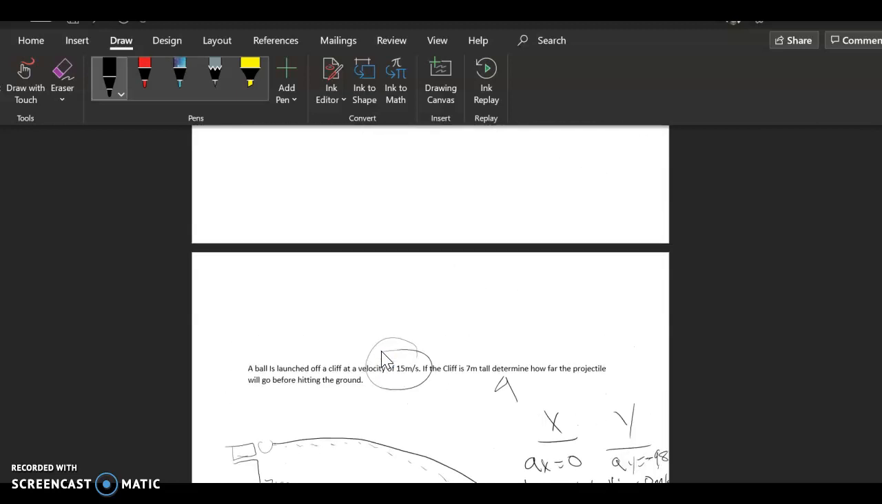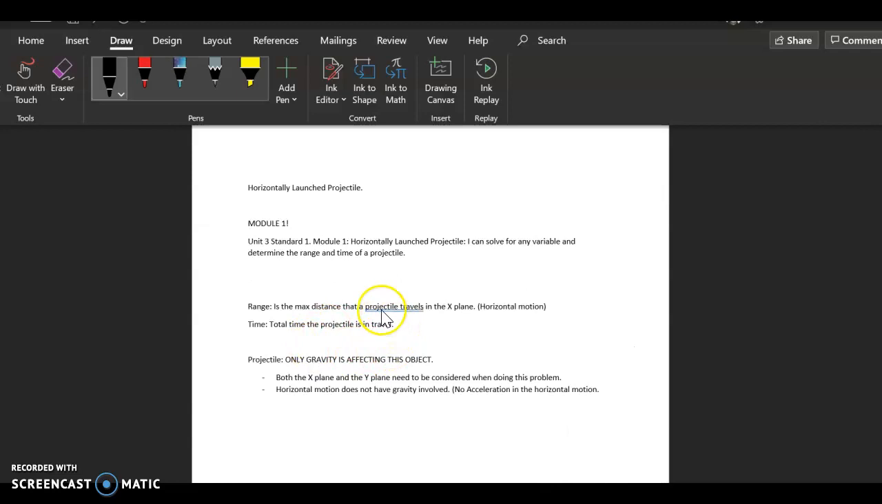and solve for distance. So going back again, remember anytime we talk about range, we're talking about how far it went, and remember we need to consider the x-plane and y-plane. We need to consider what's going on horizontally. We need to consider what's going on vertically. And then the last thing is horizontal motion does not have gravity involved, so no acceleration in horizontal motion.